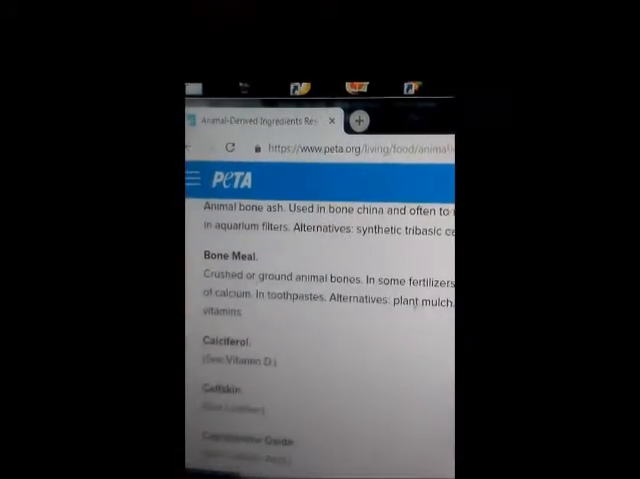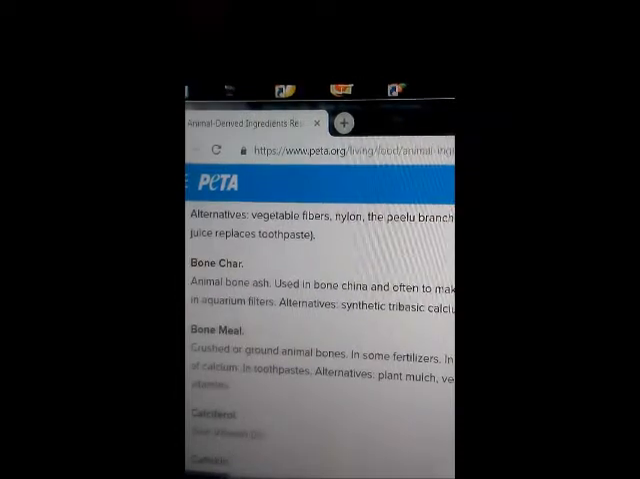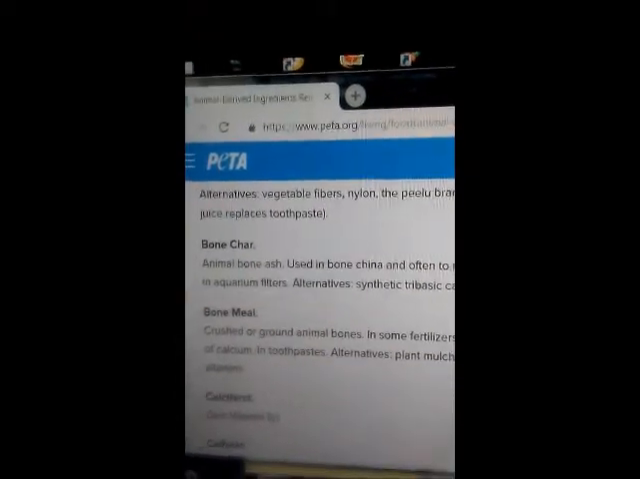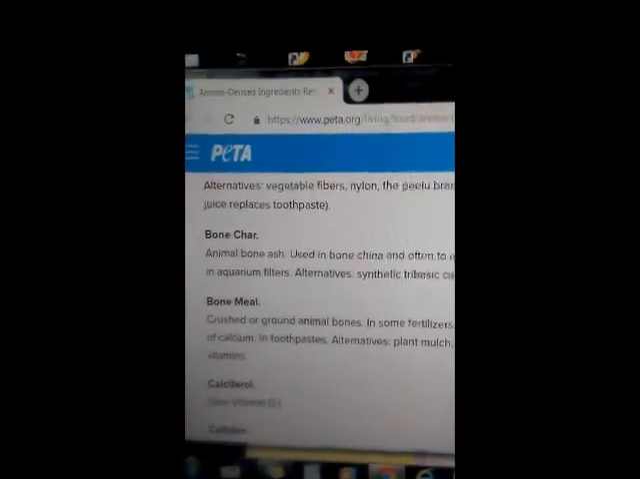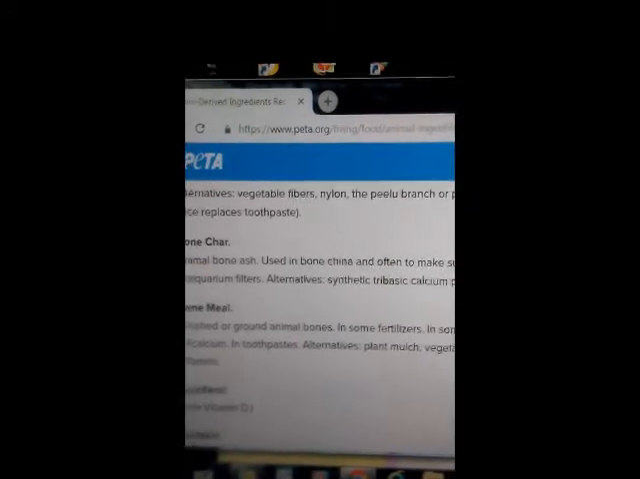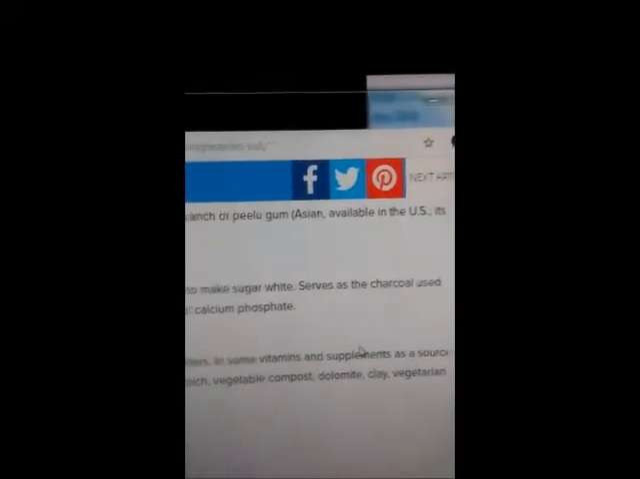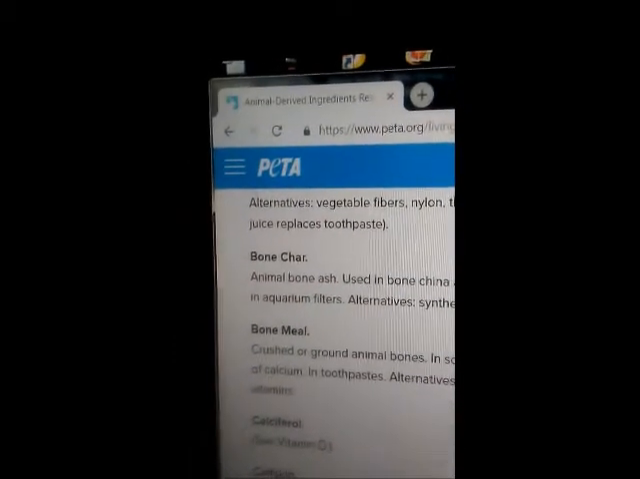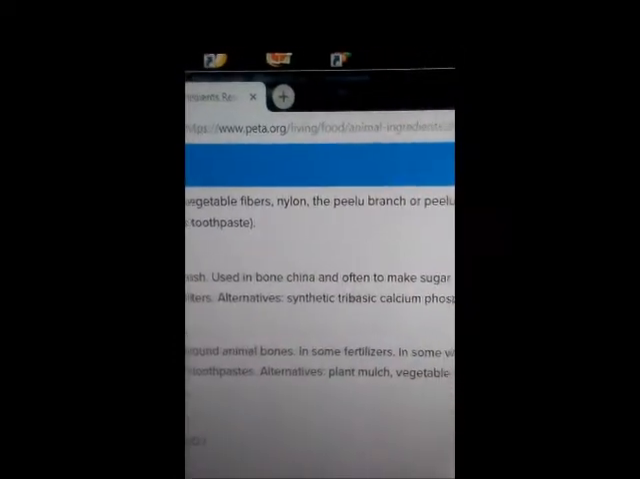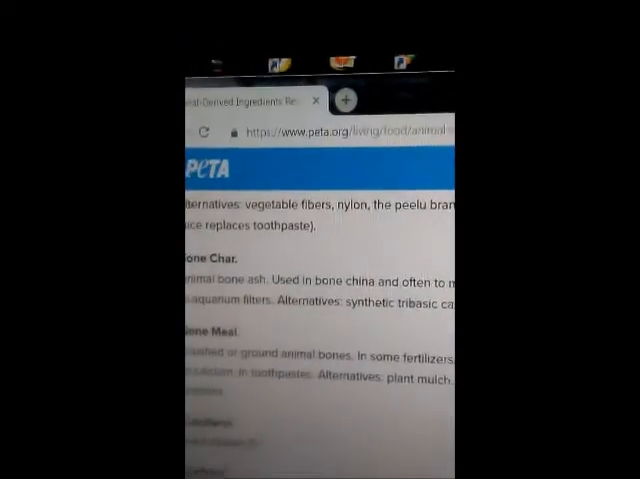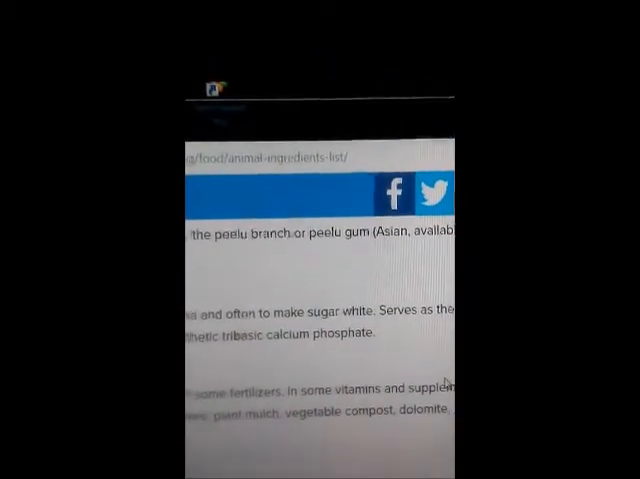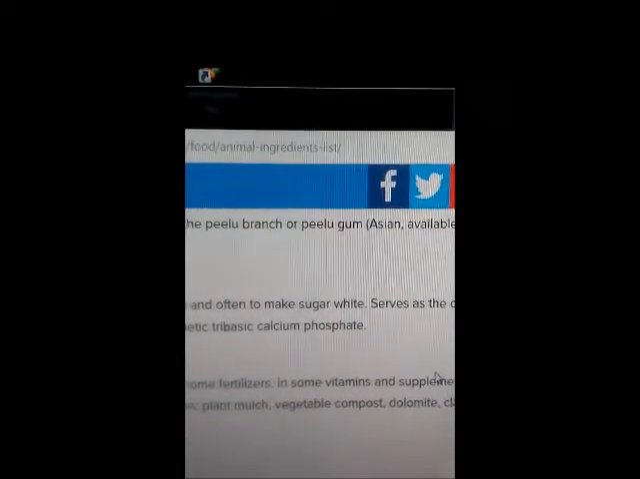So you've got bone char. Now this is something y'all need to know, because I know y'all love to make your set apart foods and sweets and pies and all this stuff. But guess what? Bone char, animal bone ash, is used in bone china and often to make sugar white. It serves as the charcoal used in aquarium filters. Alternative: synthetic tribasic calcium phosphate. That's the alternative.